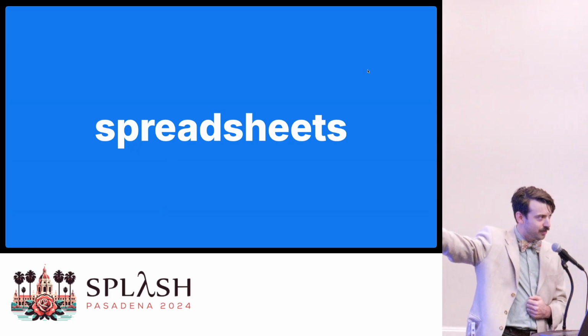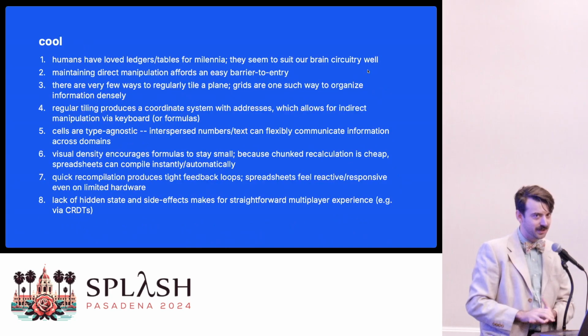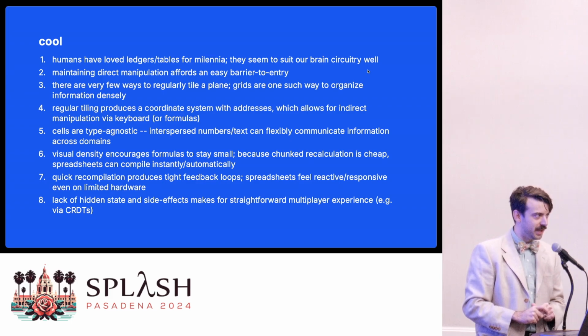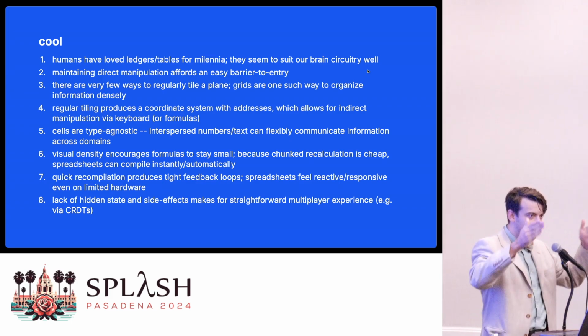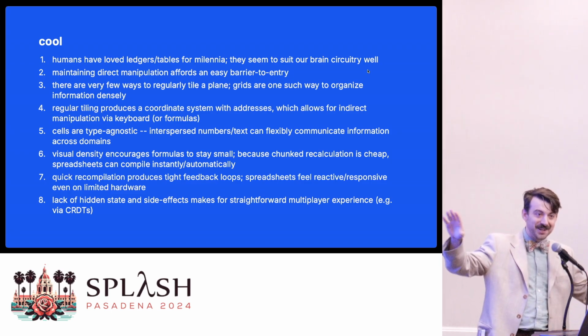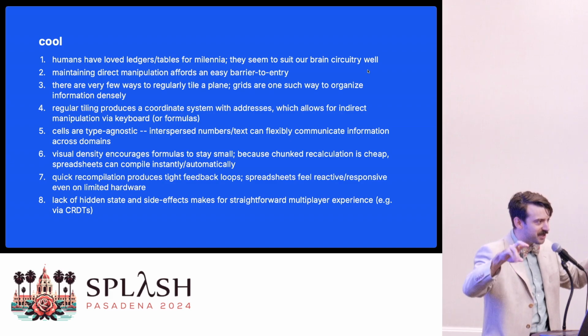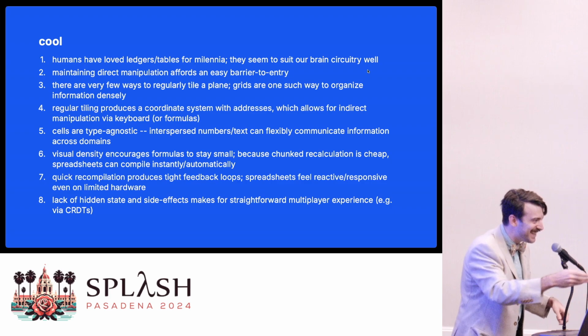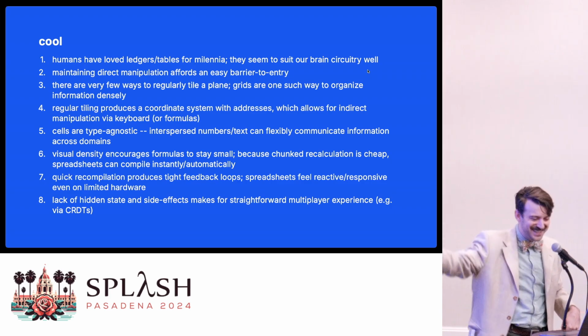Spreadsheets, they are cool. We think they are cool. There's only so many ways to regularly and periodically tile a plane. Rectangles is a good way to tile a plane. Therefore, we end up always converging back to something spreadsheet-like, right? Like there's mathematical carcinization, yeah, the crabs, dude, it's the crabs in the spreadsheet.